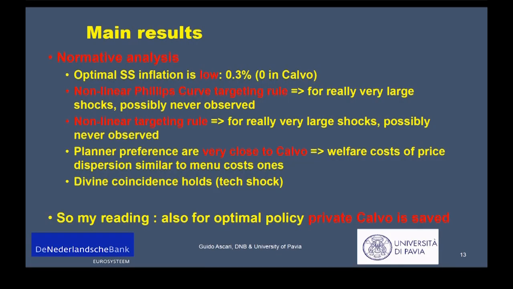Okay, so then the main results, revisiting the slides: normal optimal steady state inflation is low. So it's not zero, but it's basically zero. The nonlinear Phillips curve targeting rule is there, but only for really very large shocks, possibly never observed. The same for the nonlinear targeting rule. The planner preferences are basically the ones of Calvo. Divine coincidence holds. So in my reading, Calvo is actually saved also after this model.